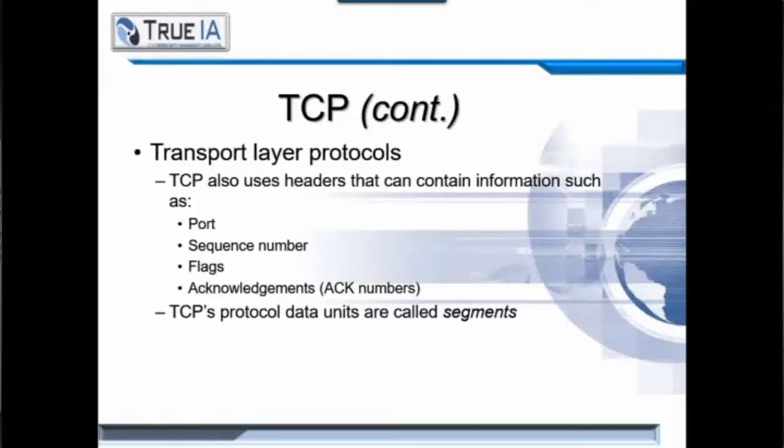TCP also uses headers that can contain information such as the port number, the sequence number, any required flags, and of course the ACK number, or the acknowledgements. TCP's protocol data units, or PDUs, are called segments.